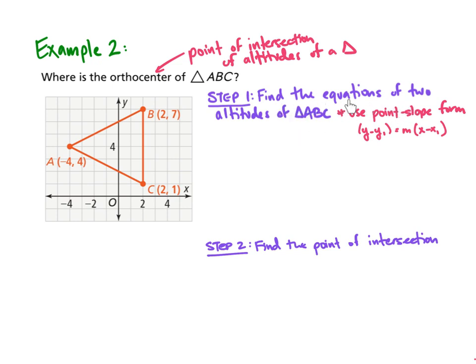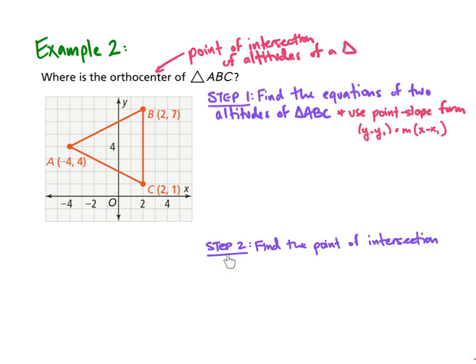So we're going to look for the equations of two altitudes, and to find the equations of lines, maybe the easiest way to do it for us is to use point-slope form, and you're going to see in a minute why I think using point-slope form is going to be the easiest way to find the equations of these two altitudes.